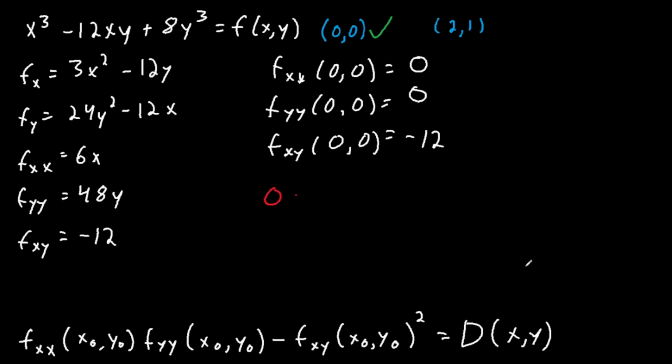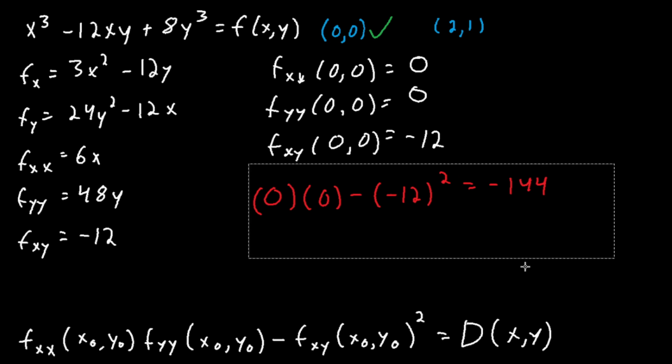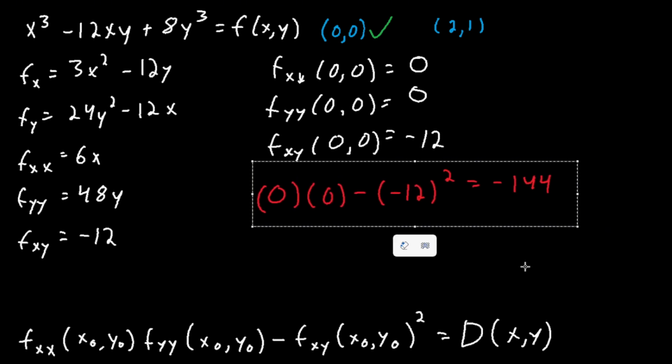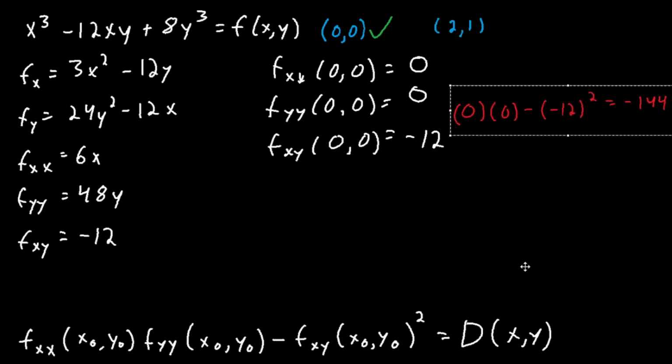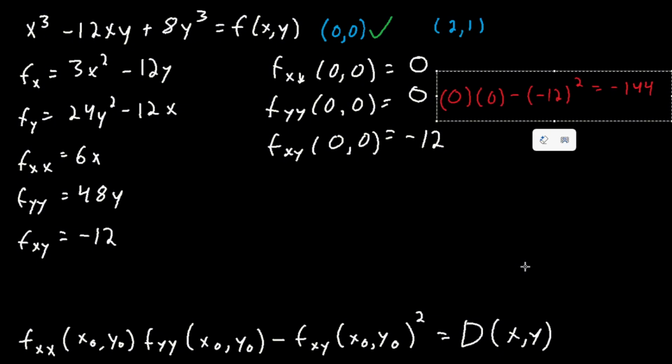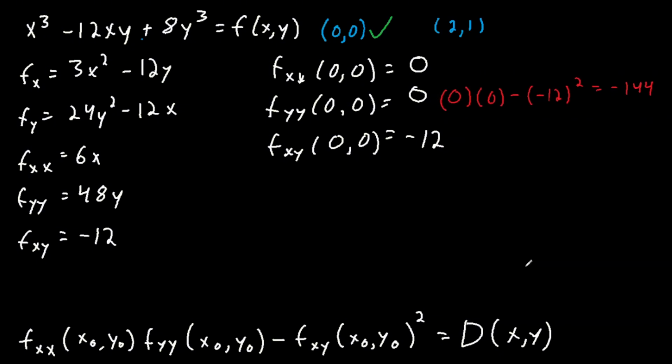We get 0 times 0 minus negative 12 squared, which is equal to negative 144, but all that matters is if this is negative or positive. Once we found the value for this, I'm going to write out the conditions for our second derivative test. So let's write out the conditions.